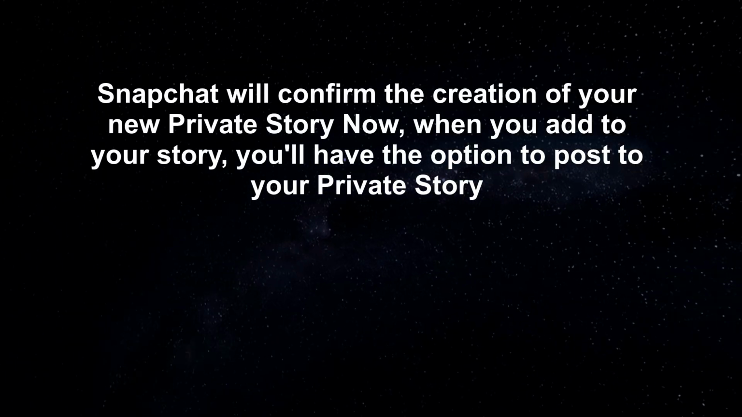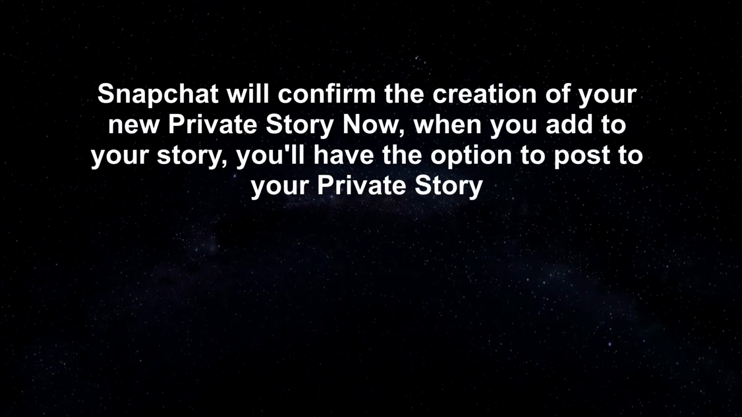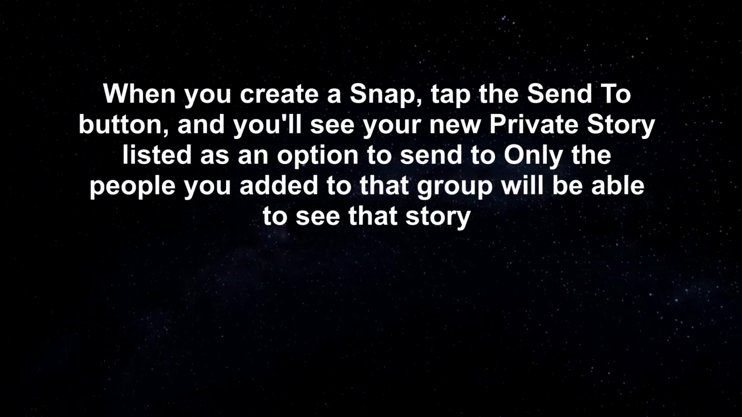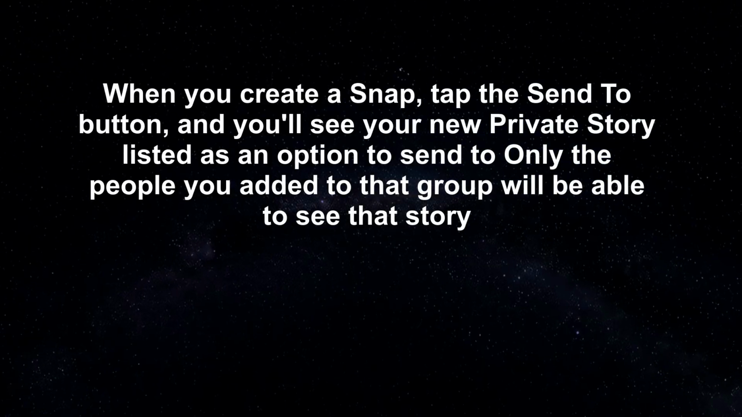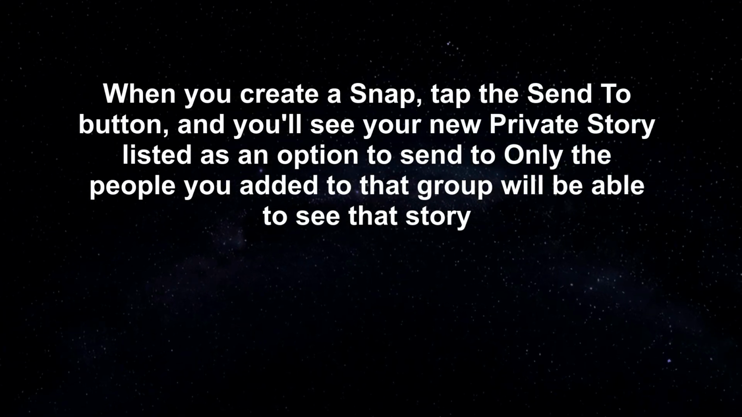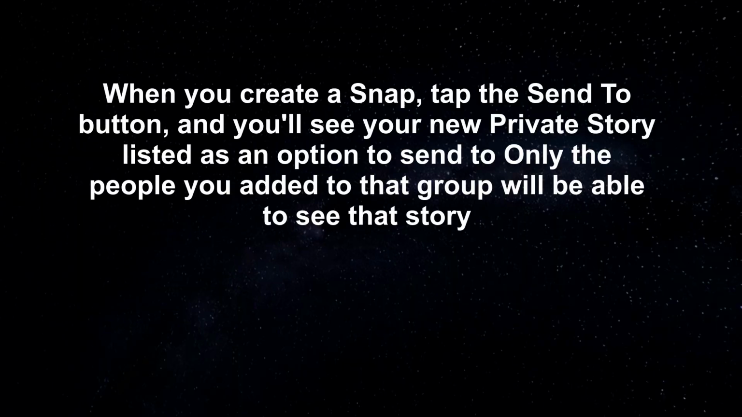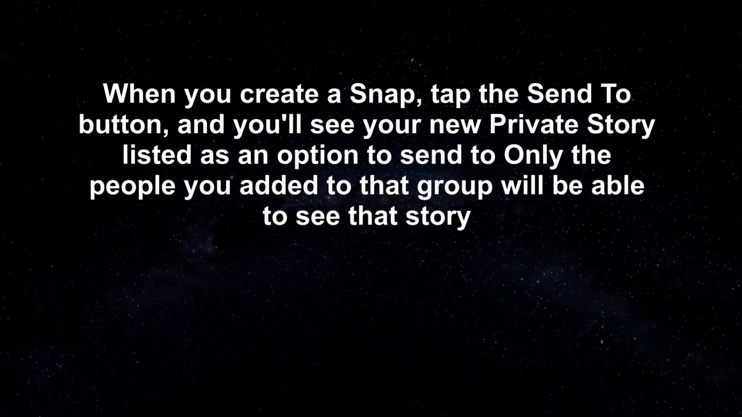When you add to your story, you'll have the option to post to your private story. When you create a snap, tap the Send to button, and you'll see your new private story listed as an option to send to. Only the people you added to that group will be able to see that story.